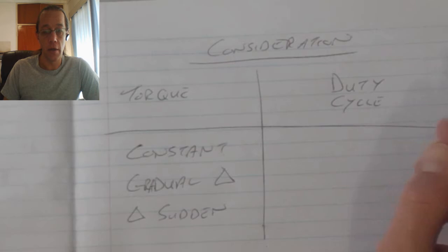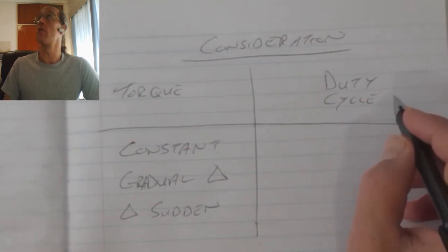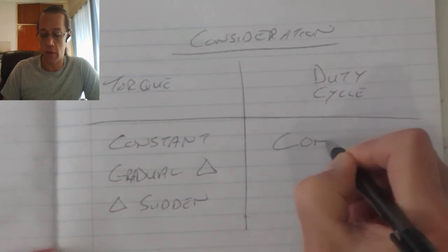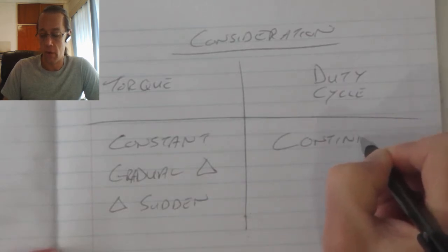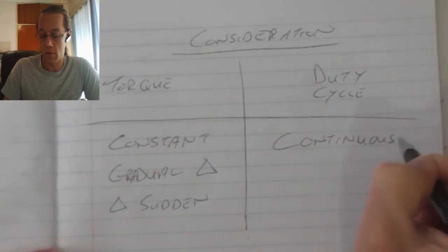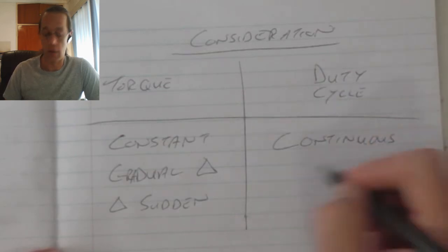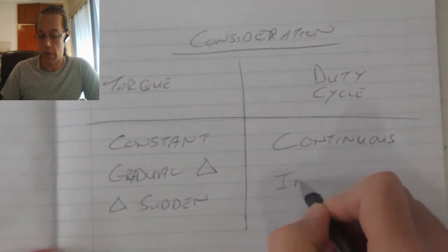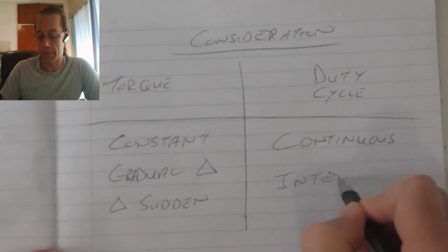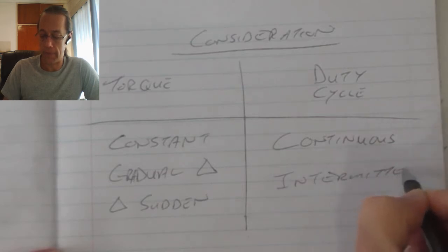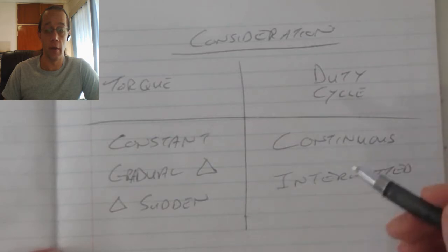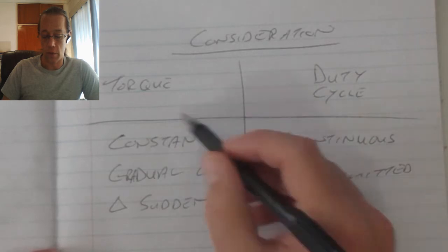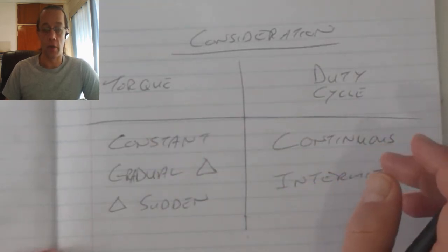Then the duty cycle refers to the duration of use. In other words, are we going to have this motor as continuous? Are we going to have it run for hours on end, or are we using it as intermittent? In other words, regular starts and stops. And if we do so, what is the torque requirement for that motor?